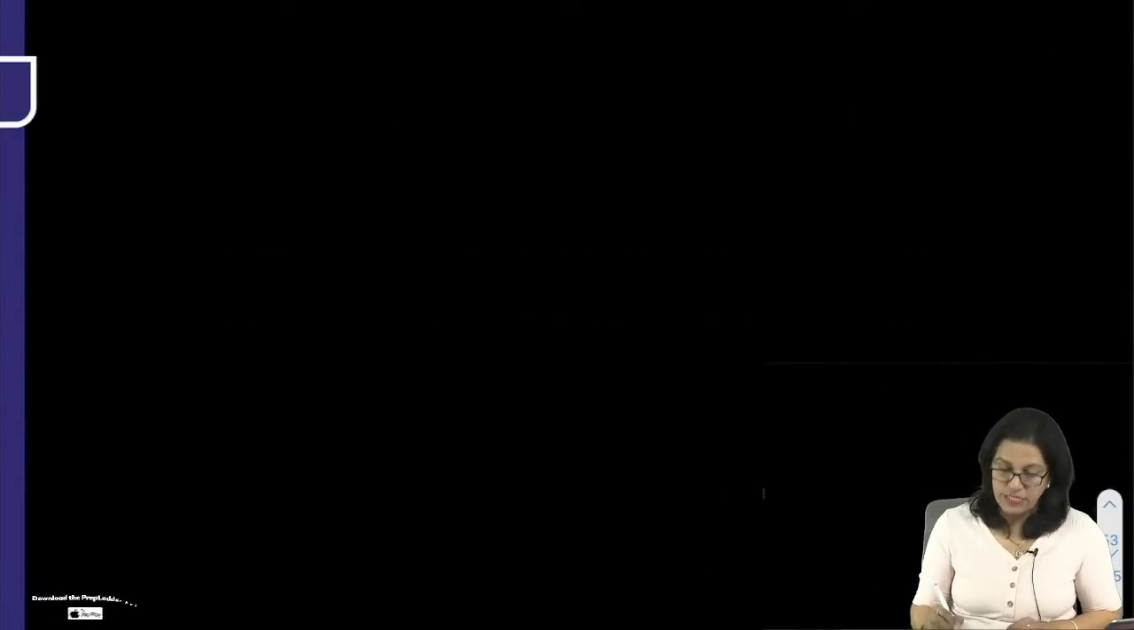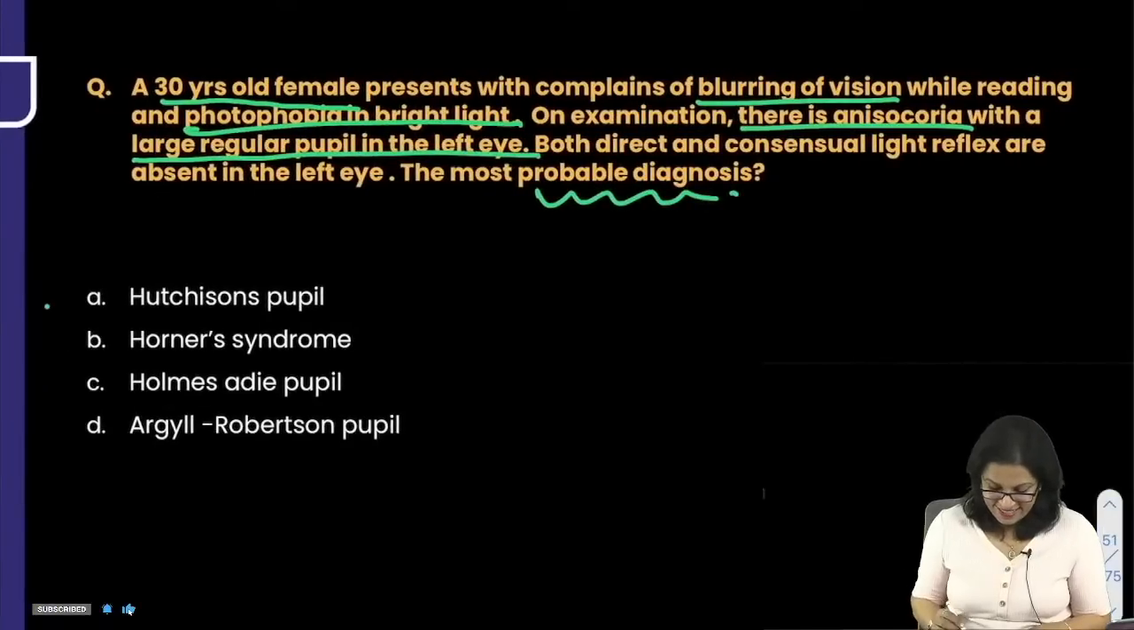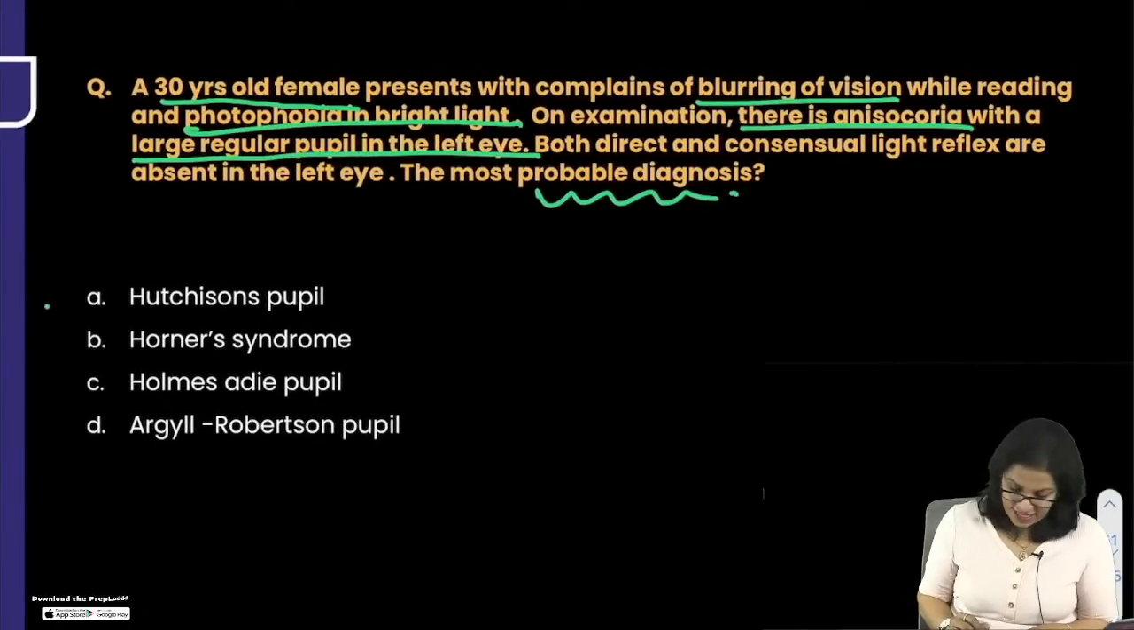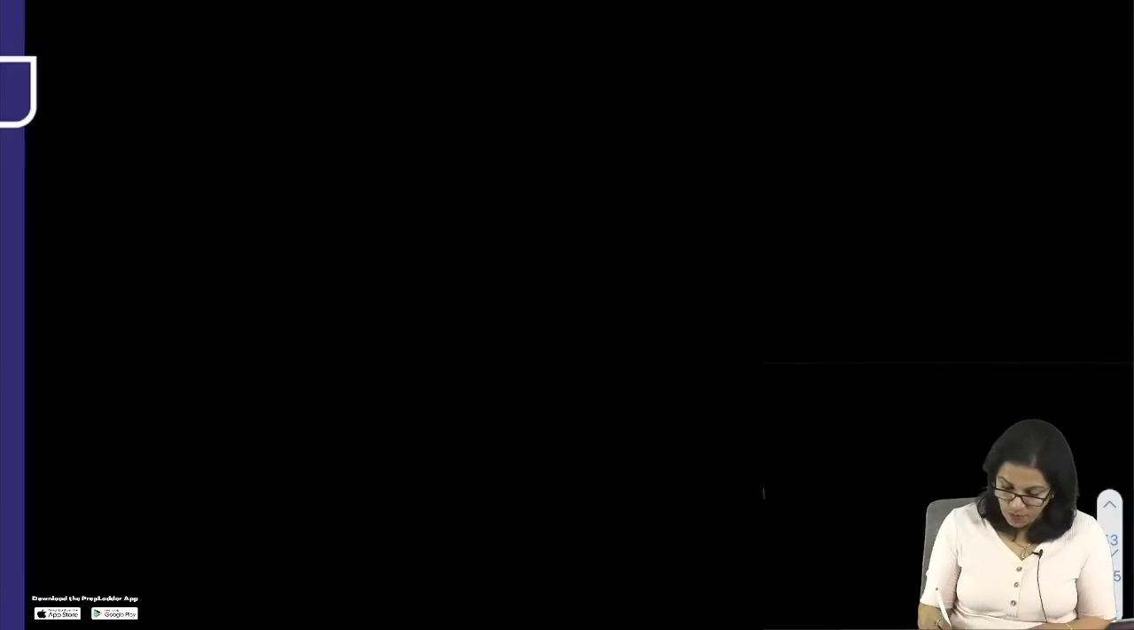How are we going to approach anisocoria? This patient, first of all, a very strong hint: she is a middle-aged female with a large mid-dilated pupil, showing photophobia in bright light, anisocoria. We are talking about Holmes-Addy, right? So everybody, what have you answered? It should be Holmes-Addy pupil. Now why Holmes-Addy pupil? So how to approach anisocoria if we have to understand this?